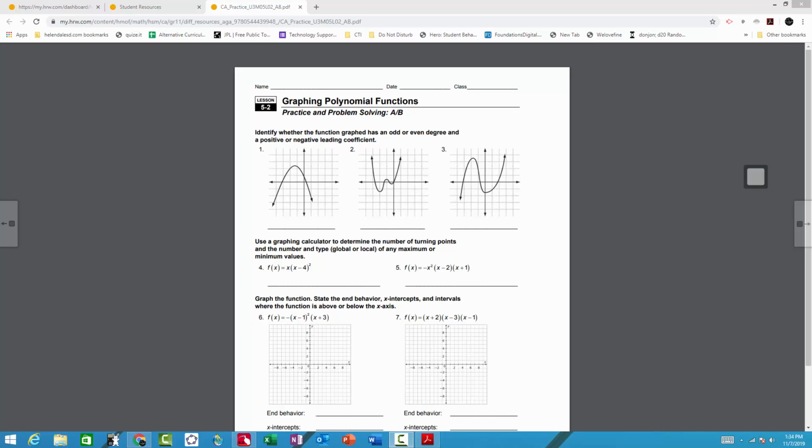So, we are starting off. We ended up talking about how if x times y equals 0, then x is equal to 0 or y is equal to 0.